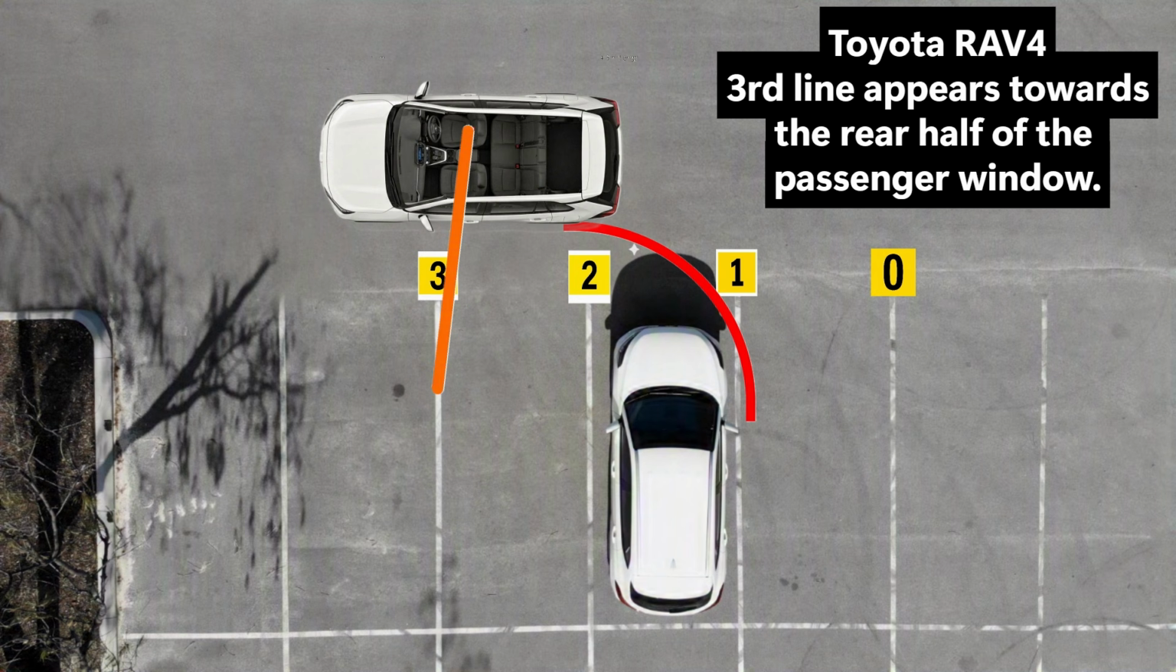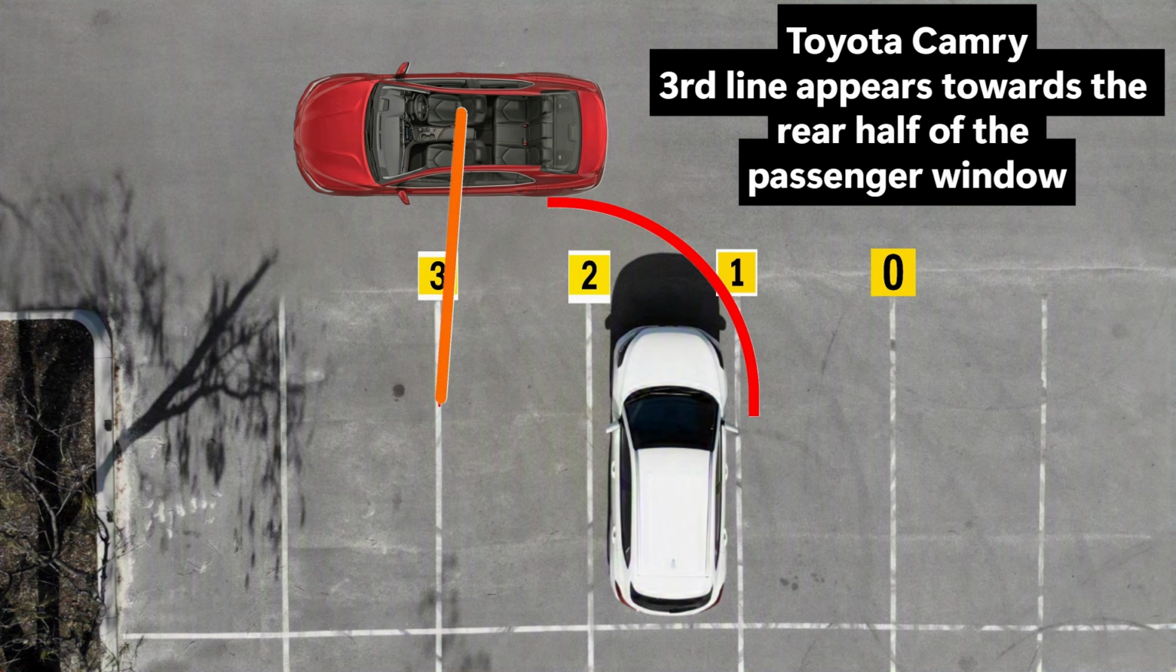Now we're getting into some slightly larger cars. This one, the white RAV4, is a little bit bigger than the previous ones we've looked at. And as you can see, the driver's view of the third line is starting to change a little bit. It's just a little bit beyond the middle of the passenger window, getting down towards the rear half of the window. Rear wheel's still in a similar position because the turning arc for these cars is still very similar to all the other mid-size cars we talked about.